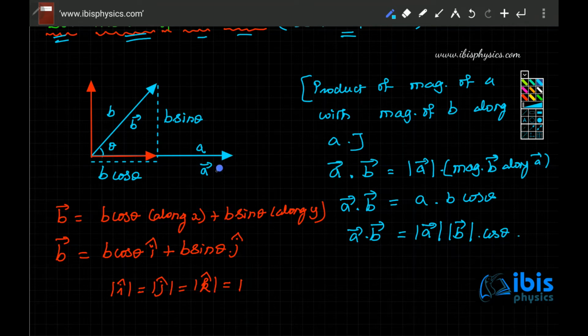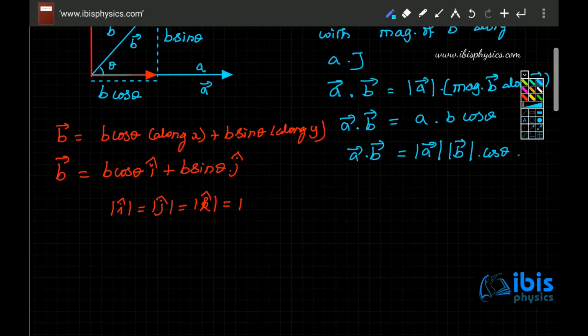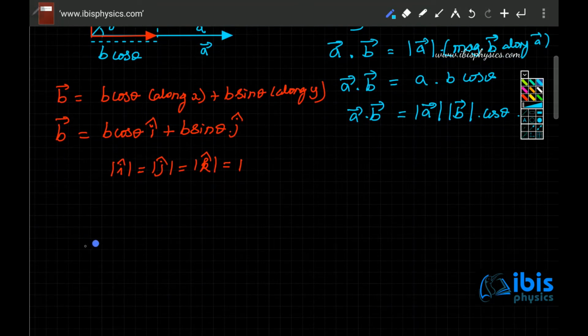The product of the magnitude of a with the magnitude of b along a. That's the definition. So then how do we represent the same in vector form, like say coordinate form? In the coordinate form, let us say this vector a is fully along the x-axis.